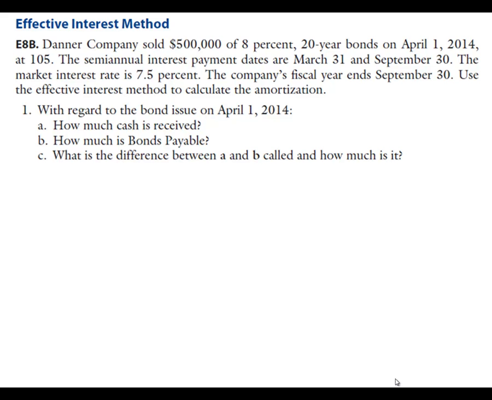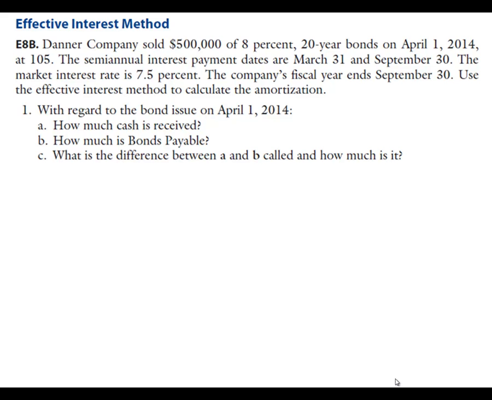The market interest rate is 7.5%, and that's the part that's new. The market rate becomes important now in the calculation of bond interest expense later on. So the company's fiscal year ends on September 30th. So we're going to look at part 1.